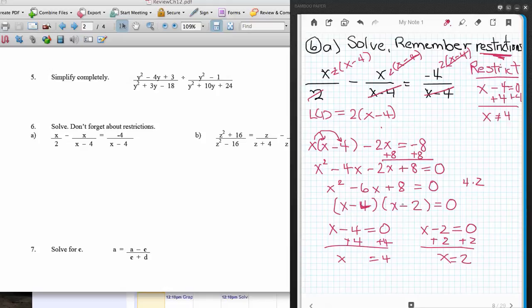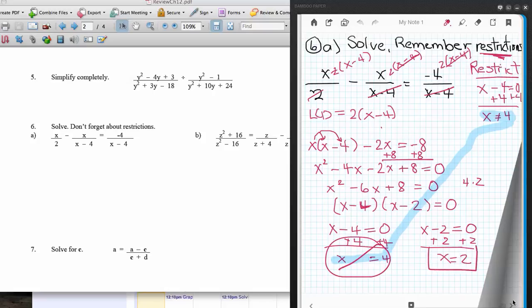At this point, what I don't want to forget to do is check those restrictions. So I'm going to take a look here, and I'm going to look up here. And when I see this, uh-oh, that's trouble. That means that's not a solution at all. So that's where the restrictions come in. 2 should be fine, and so this is my only solution.